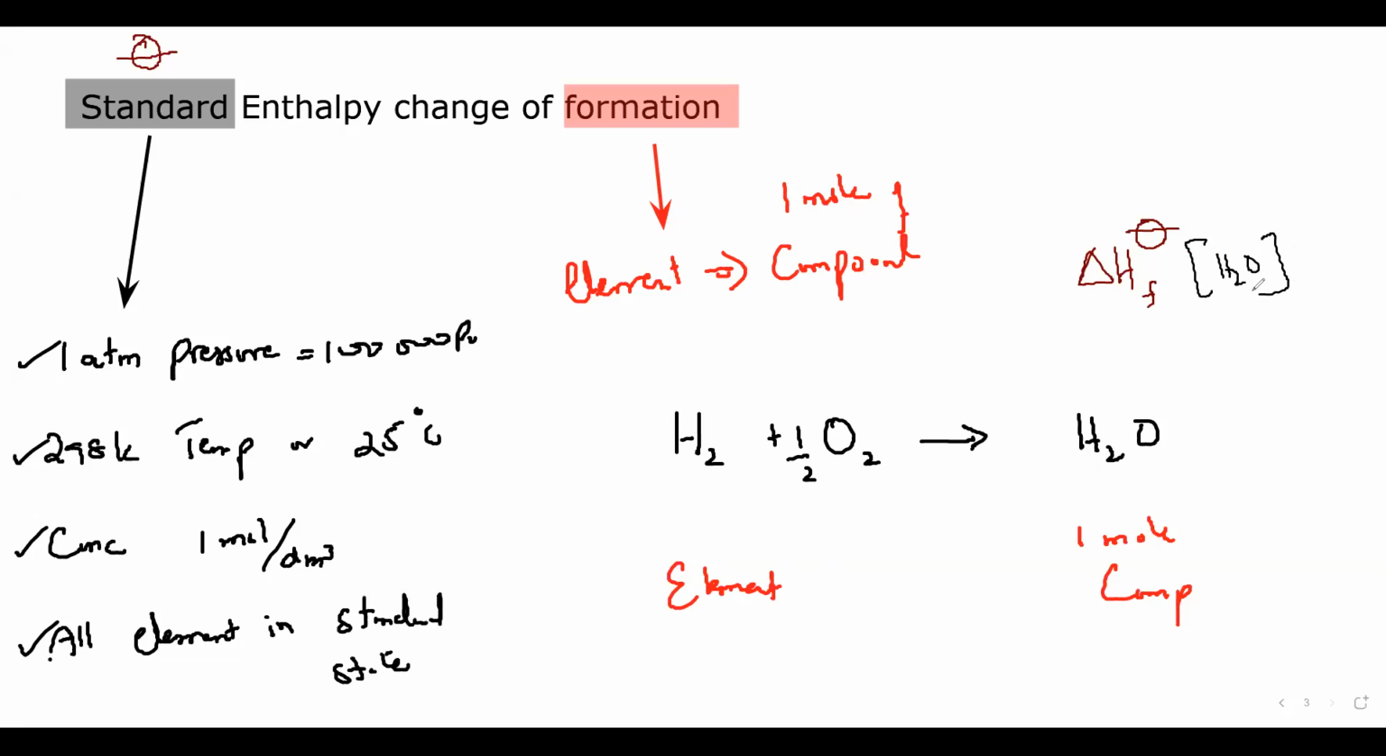Is the concept of standard enthalpy change of formation clear? So standard refers to the condition. Can you explain formation again? Yeah, what is the concept of formation? The term formation means when elements give you a compound. When elements give a compound, we call that formation.